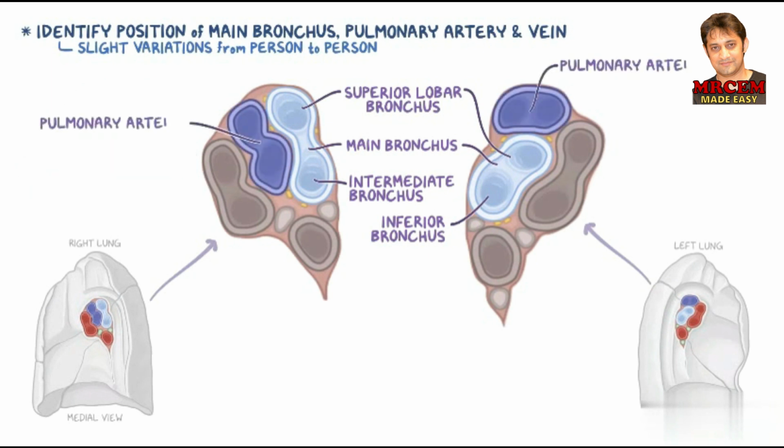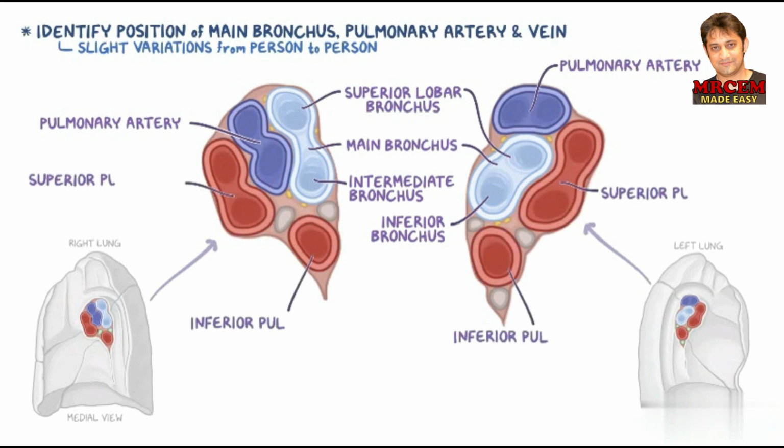Second, the pulmonary artery is the superior-most structure on both the left and right roots. However, on the right side, you may see the first two branches of the pulmonary artery. Third, the superior and inferior pulmonary veins are typically the anterior-most and inferior-most structures on both lung roots.